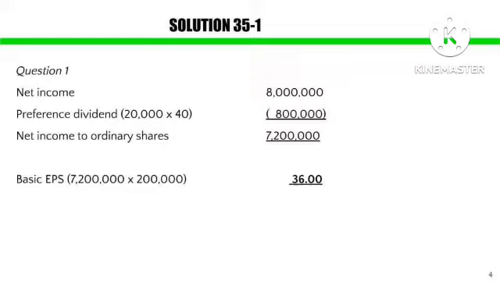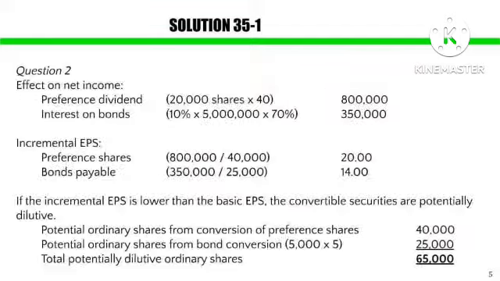Thus, the income for the ordinary shares is 7,200,000. Using the formula for the computation of basic EPS, we have 7.2 million over 200,000. The basic EPS is 36 pesos.